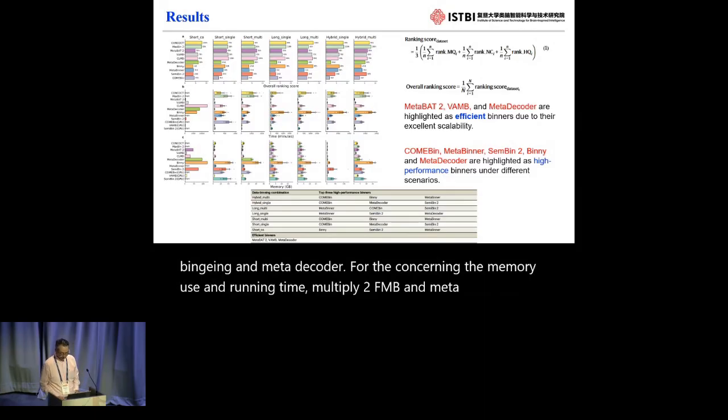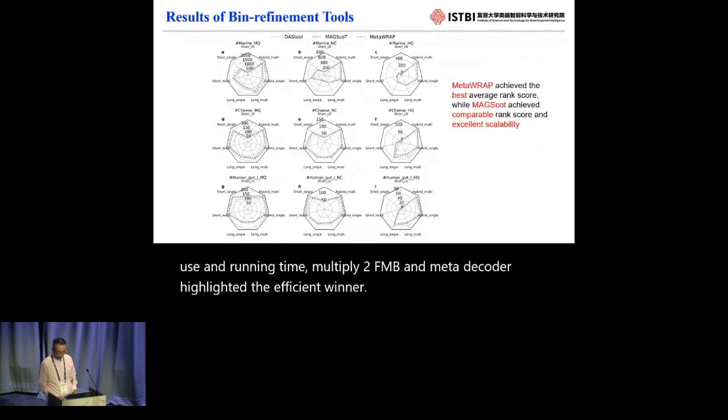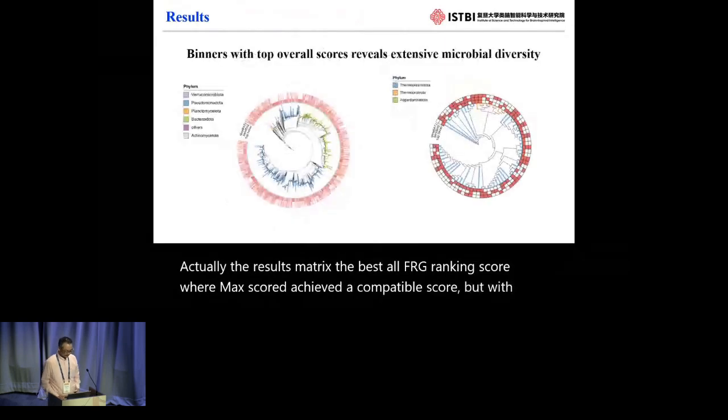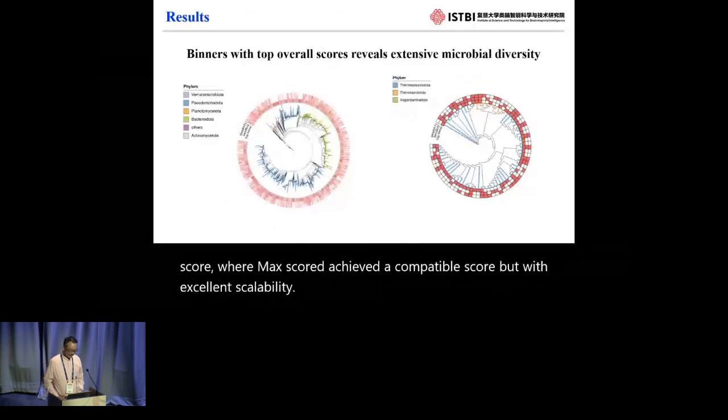We also checked the performance of bin refinement tools. Actually, in the results, MAGScoT achieved the best average ranking score, while MetaWRAP achieved a comparable score but with excellent scalability. And then we analyzed the results.